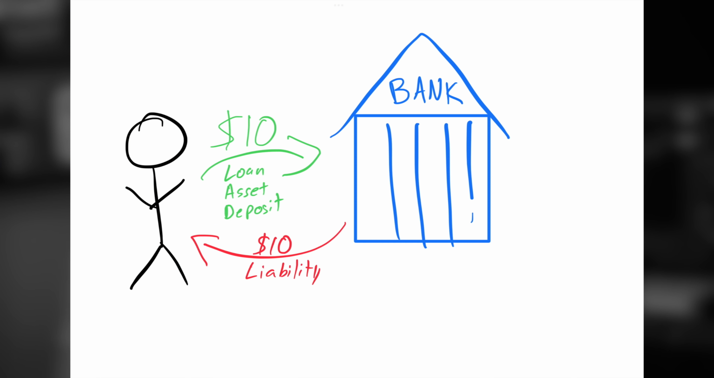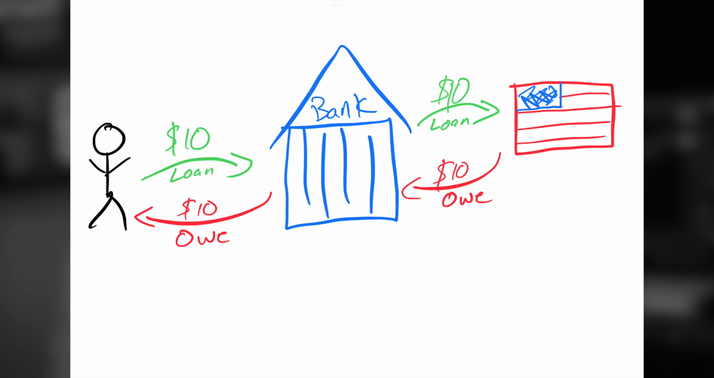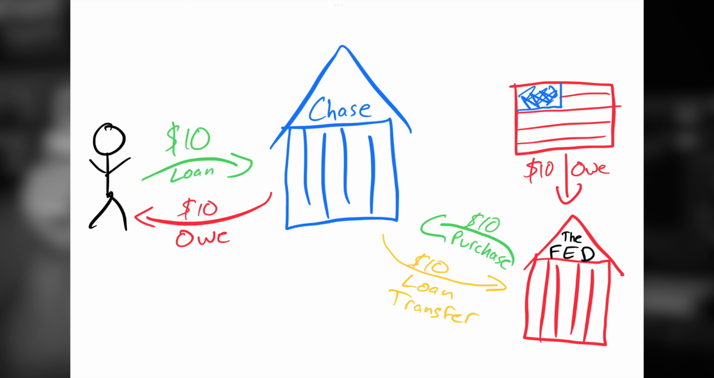But how? Because by law, the Federal Reserve cannot lend directly to the government. So in order to explain how, let's follow the money trail one more time. You lend $10 to Chase, that's called a deposit. Chase then lends that $10 to the government, that's called a treasury. Chase then sells that $10 loan to the Federal Reserve, that's called QE. Now Chase gets $10 back, and the federal government owes that $10 now to the Fed. But Chase is back at square one. They've got the liability. They owe you $10.